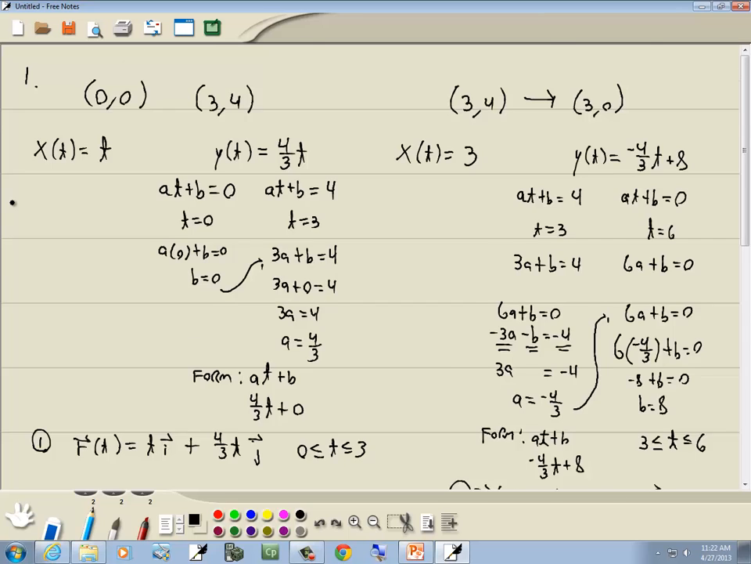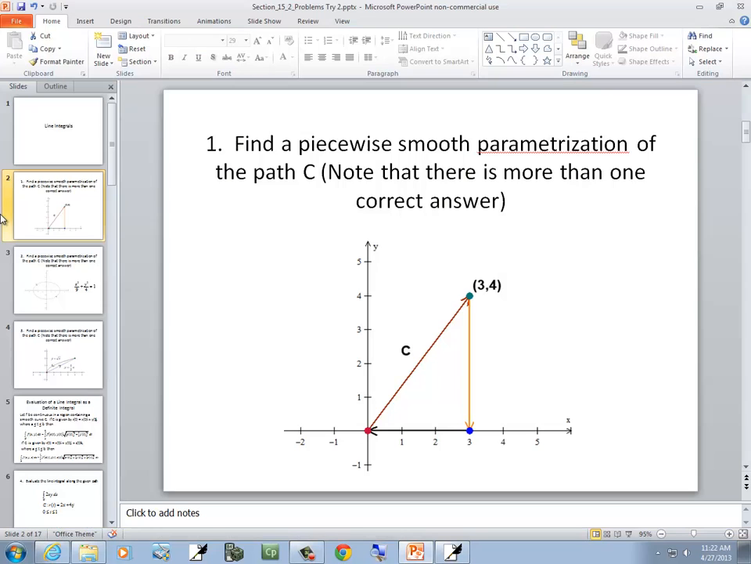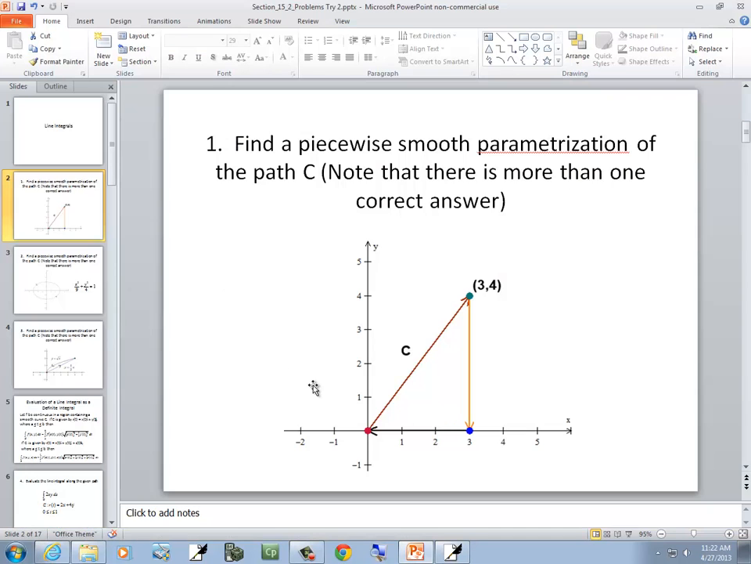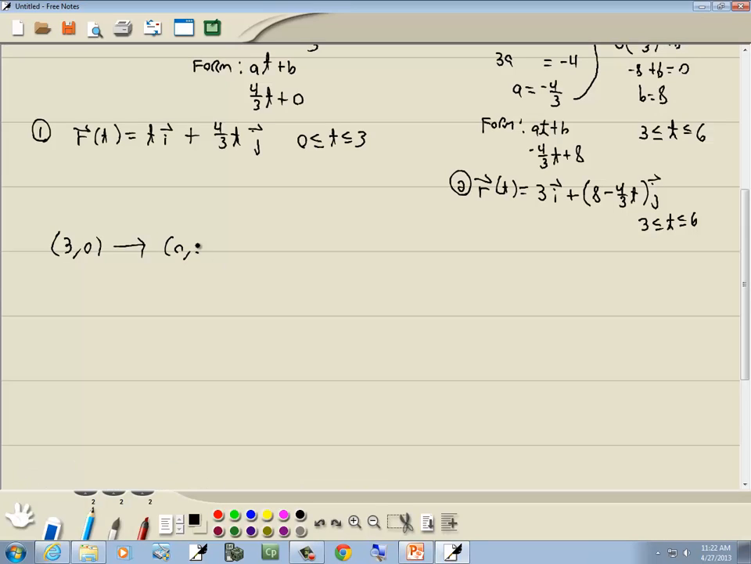So in our last segment, we went from here to here, and now we're going to go from here to here. So that's 3, 0 to 0, 0. Now the last one ended at t is equal to 6, so this one has to start at 6. And we might as well just go to 9 to be consistent. Again, you can pick any number here. For y of t, y is equal to 0. So no matter what, y is equal to 0.